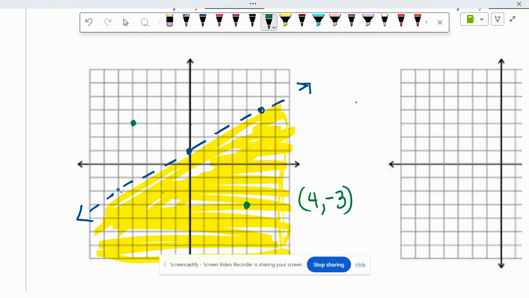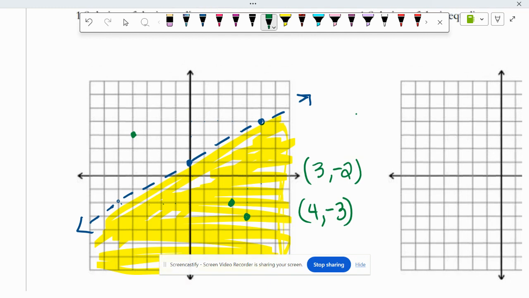Bailey, give me another solution. Pick a point anywhere in your shaded region. Say again. Are you saying 3, -2? Because you're talking so softly, I can't hear you. Yes? Okay, 3, -2. You guys get that? Does it make sense how to find your solutions? Okay.